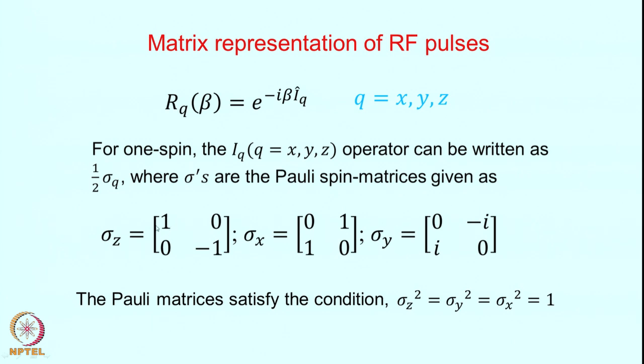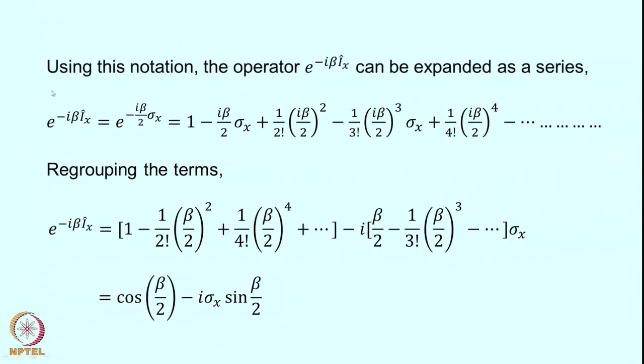Basically, Iz is half into 1 0 0 minus 1, Ix is half into 0 1 1 0, Iy is half into 0 minus i i 0. Now, we take away the half, you have these matrices: 1 0 0 minus 1, and this is represented as sigma z, and likewise sigma x is given as 0 1 1 0, sigma y is given as 0 minus i i 0. These are called spin matrices. For a single spin half, these are called Pauli spin matrices. You can easily verify that the Pauli matrices satisfy this condition. Sigma z square is equal to sigma y square is equal to sigma x square is equal to 1. But one notice here, this 1 is a unit matrix. It is not just number 1. This is unit matrix 1 0 0 1. Okay. So, this will be useful for us to calculate the matrix representations of the individual operators.